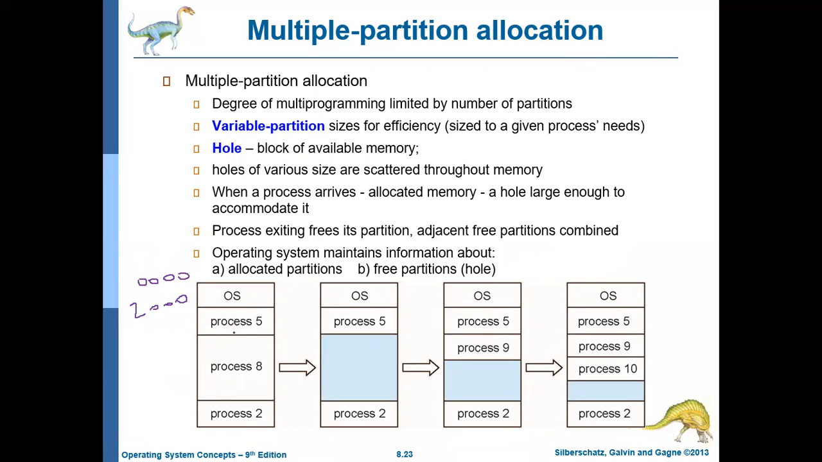So there are three processes, process 5, 8 and 2. At one point of time, say process 8 is completed, then a hole is created. Now process 9 comes, and this hole is sufficient to accommodate process 9, so it was given. Then process 10 comes, so again it is also given. But now if some other process comes, most probably it may not be able to use this space.